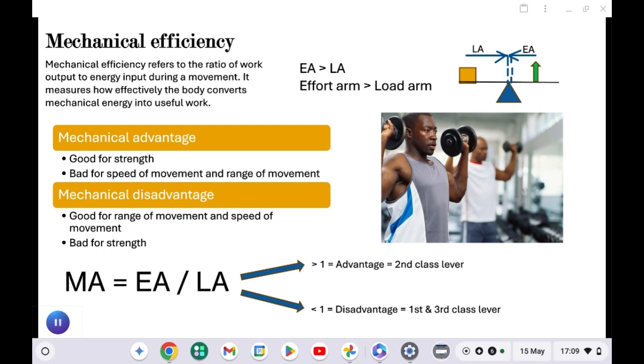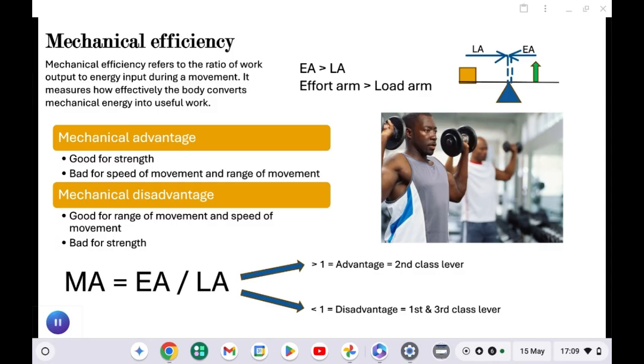The second example is a hockey player during the execution phase of a pass. In this example, the effort is in the middle of the lever arm, which makes it a third class lever. The effort is the pectoralis major, moving the fulcrum, which is the shoulder joint. The lever arm is the shaft of the hockey stick, and the load is the hockey puck. In this example, the effort arm has a shorter distance from the fulcrum than the load arm.